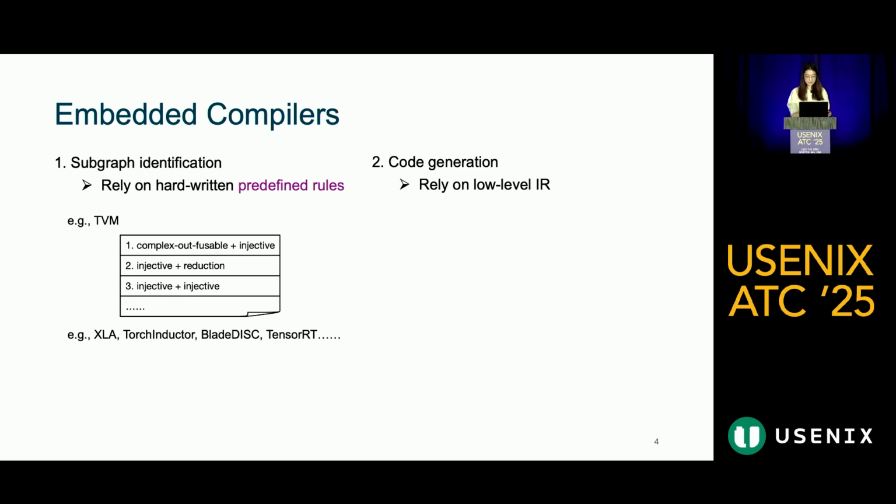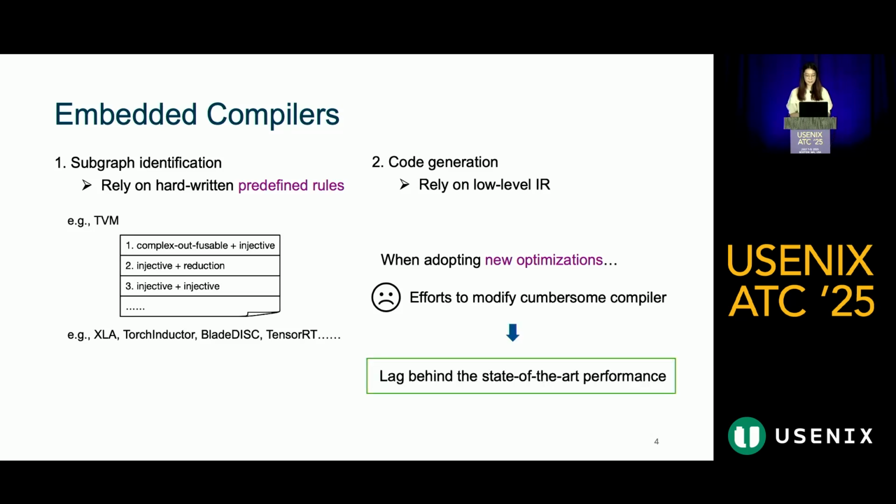And after finding the subgraphs, these compilers lower the high-level graph down to the hardware code using a low-level IR. And the problem is when we want to adopt new optimizations, it's really hard to change the built-in graph transformation. It often means putting a lot of effort into modifying a complex, cumbersome compiler. As a result, the embedded compiler tends to lag behind the state-of-the-art performance.